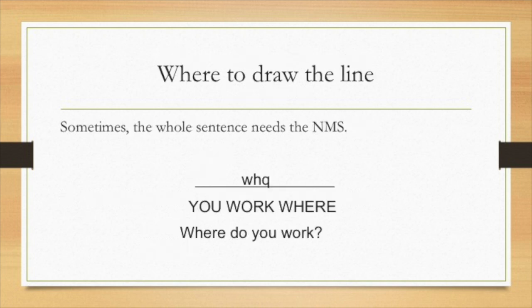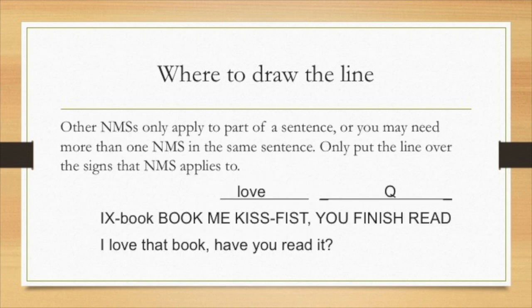Sometimes the whole sentence needs the same non-manual signal. Other non-manual signals only apply to part of the sentence, or we may need more than one non-manual signal in the same sentence. That means we only need to put the line over the sign the non-manual signal applies to.